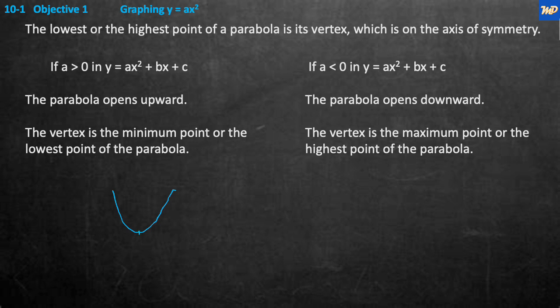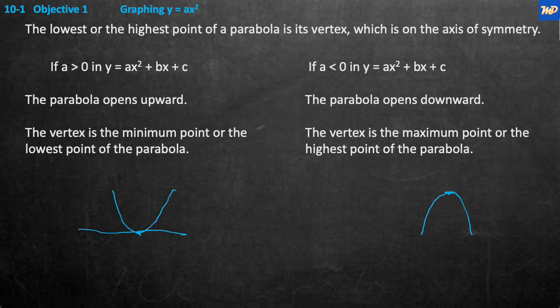And this is the vertex. Right down here is the vertex. It opens upward, and the vertex is the minimum point. As you can see, all parts of this parabola are above that line where the vertex is. This point is the lowest point in the parabola. Now, if a is less than 0, a negative a, in y equals ax squared plus bx plus c, the parabola opens downward. So we've got a parabola opening like this, downward, and the vertex is the maximum point. It's the highest point in the parabola.